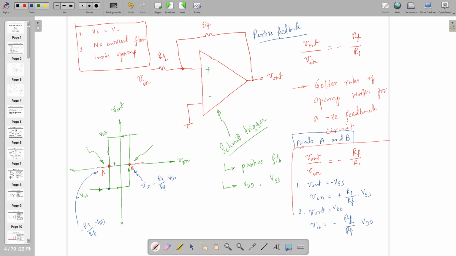So there are two ways to make the oscillator. One of the ways is positive feedback. By the way, we don't want this. We want to study amplifier. We don't want to study oscillator right now. However, we will extend this theory to understand the oscillator.